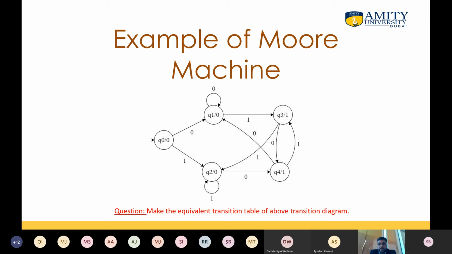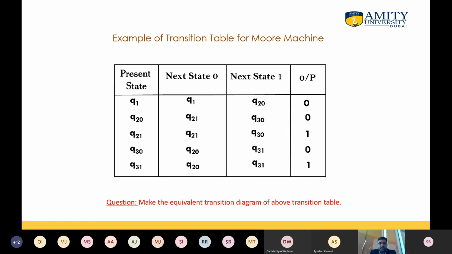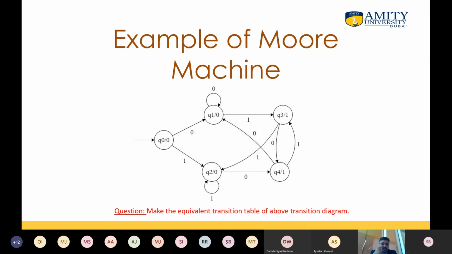Can you make the equivalent transition table of this diagram? So you understand how will you make? Yes. Format will be this. You can just see this. Present state, next state with 0 input, next state with 1 input, and one single output. So the single output is dependent upon the present state. So just make the equivalent transition table of this transition diagram.